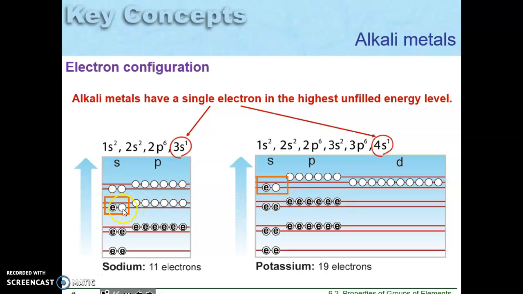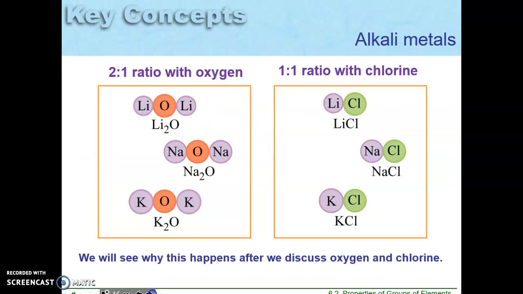So this one electron, when you get rid of that, when you get rid of one negativity, then you have more protons than electrons and you have a +1 charge, and that is why alkali metals form +1 ions. They also form in a 2-to-1 ratio with oxygen.